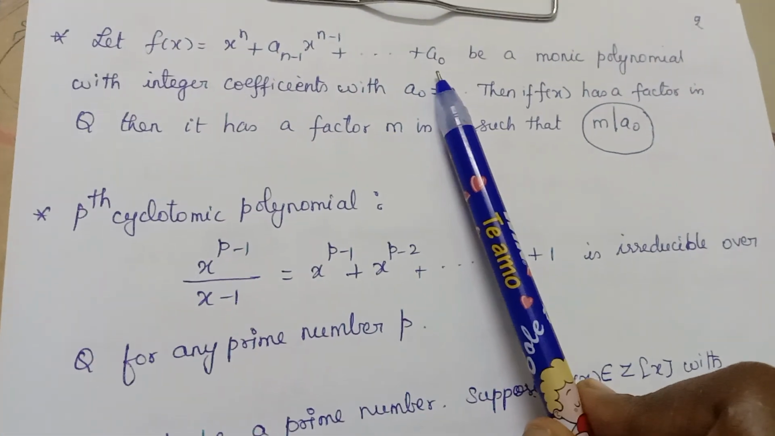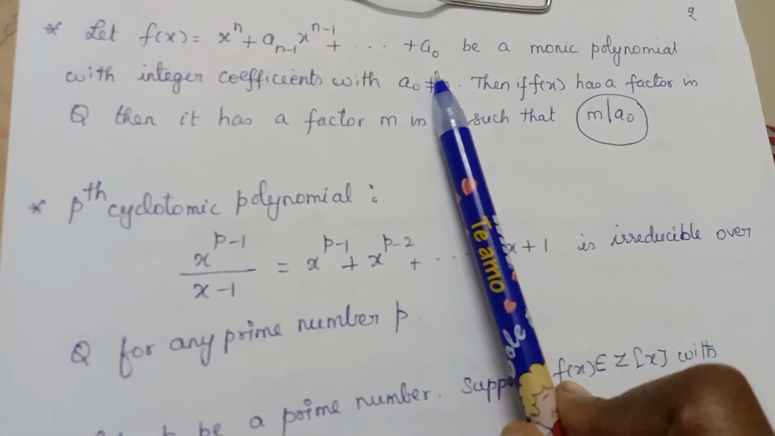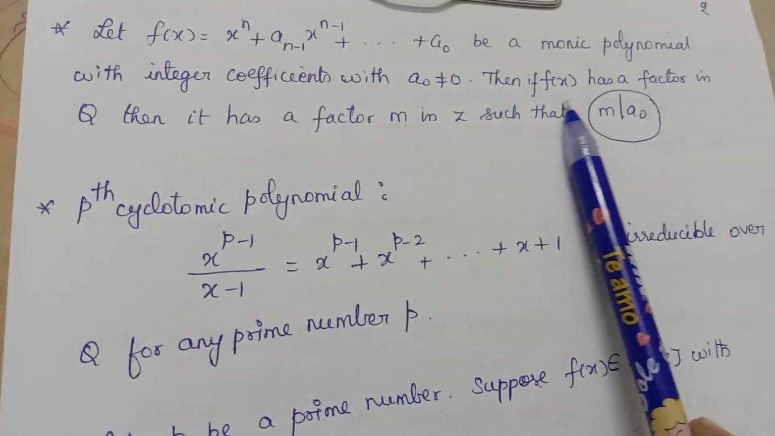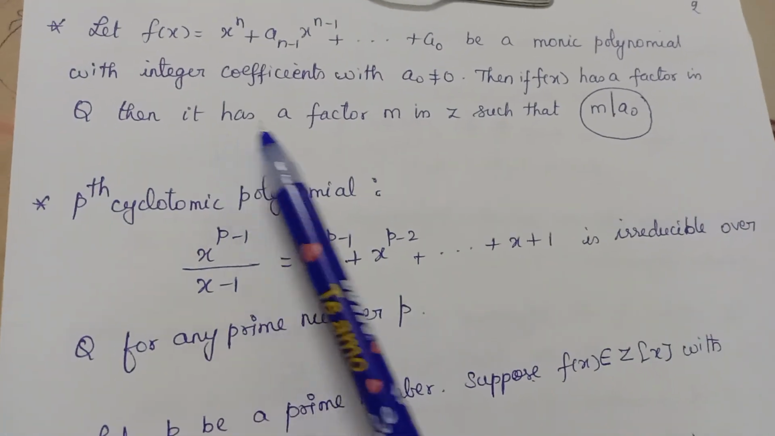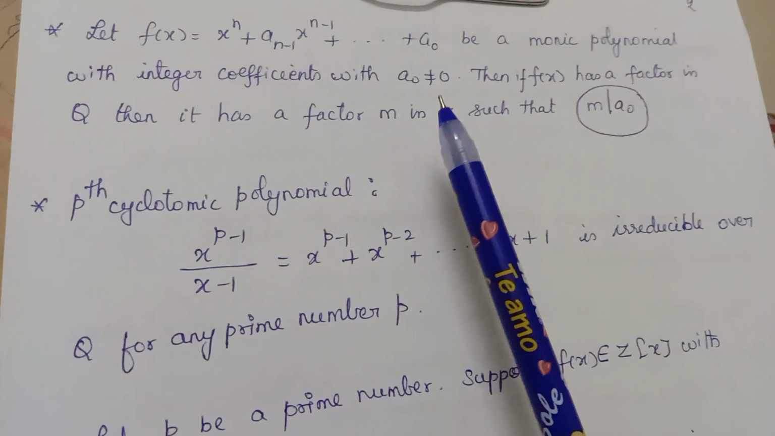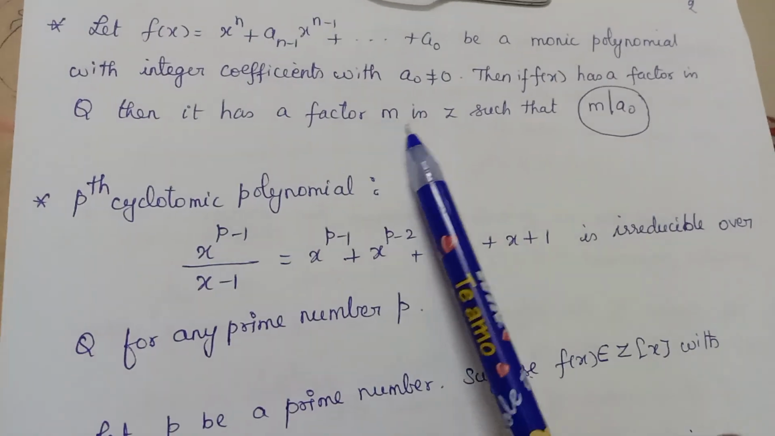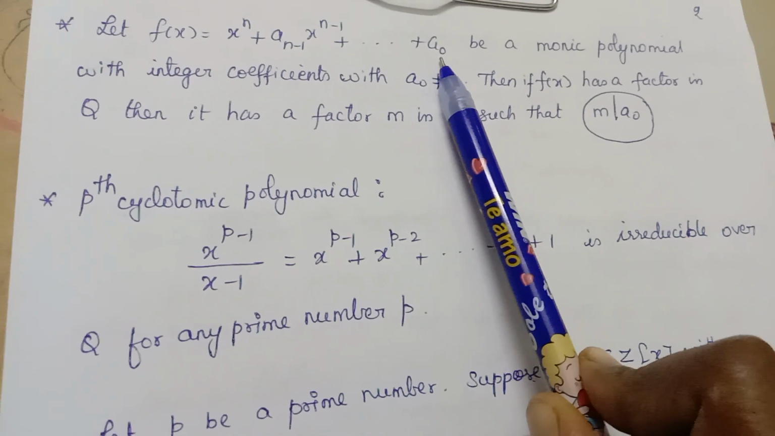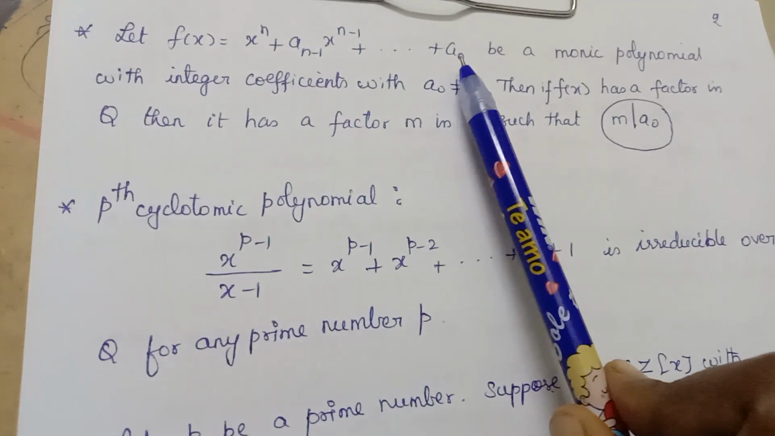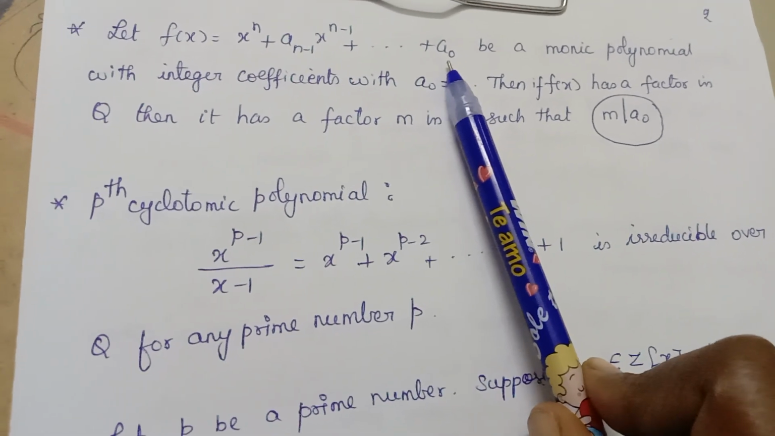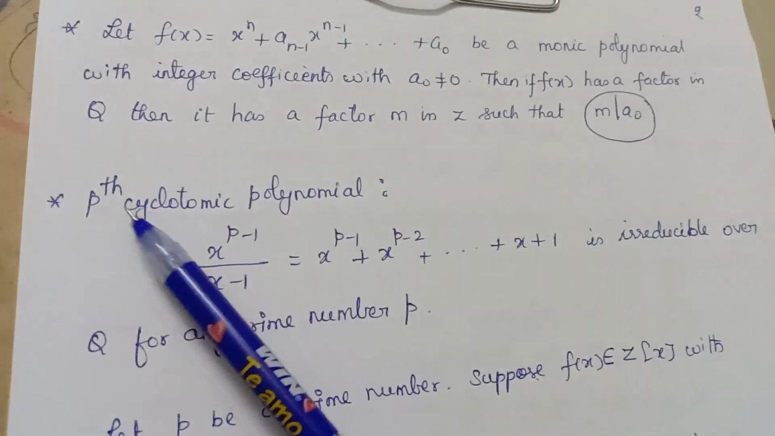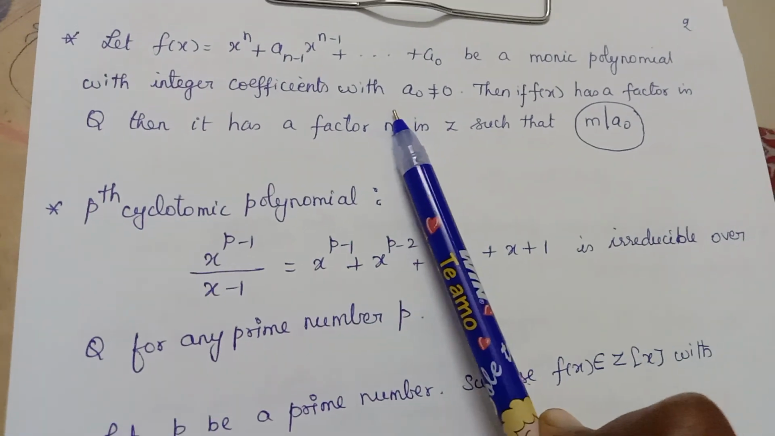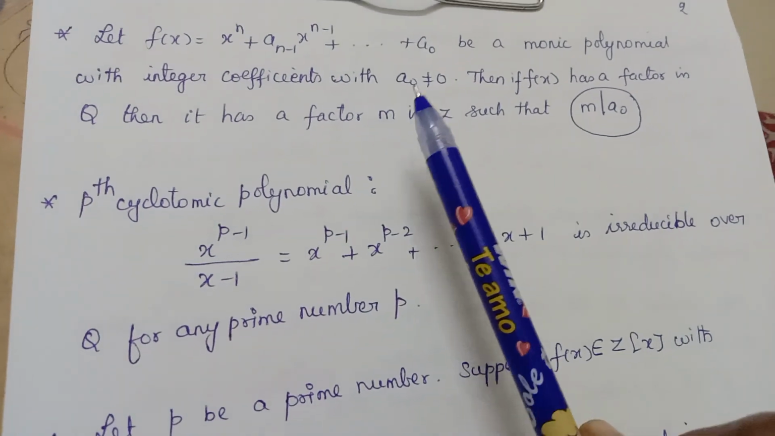Okay, so what do we say here? If we take a monic polynomial, suppose it has a factor in Q, definitely it will have a factor in Z also, and the corresponding factor in the integers will divide this constant term. Okay, while looking at the examples, you can understand this easily. So this is another result for checking the reducibility of a polynomial.